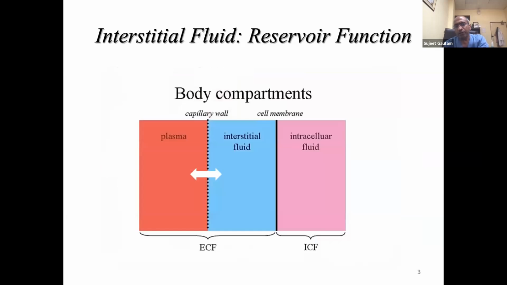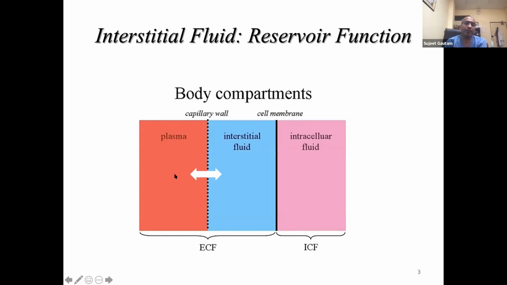Now, the interstitial compartment has a very important reservoir function because it is in close communication with the intravascular space or compartment. Whenever this intravascular space swells or the intravascular pressure rises, fluid comes out of the plasma or the intravascular space into the interstitial part. And vice versa, when there is a condition of hypovolemia, when the intravascular space shrinks, fluid moves out from the interstitial compartment into the intravascular space.